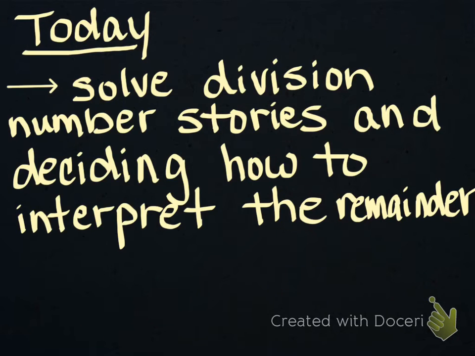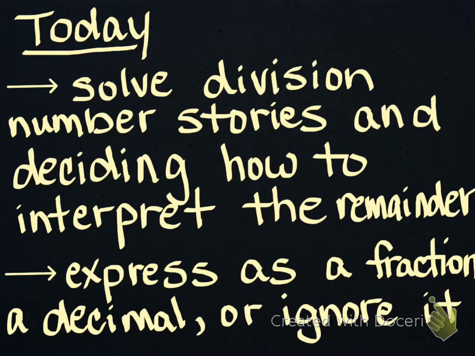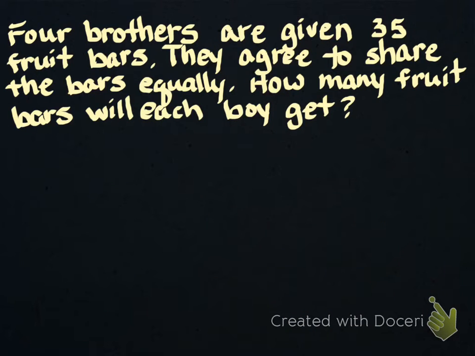So today we're going to solve division number stories, and we're going to decide how to interpret the remainder. We're going to express that remainder as a fraction, a decimal, or we're going to ignore it. So here's our first problem. 4 brothers are given 35 fruit bars. They agree to share the bars equally. How many fruit bars will each boy get?